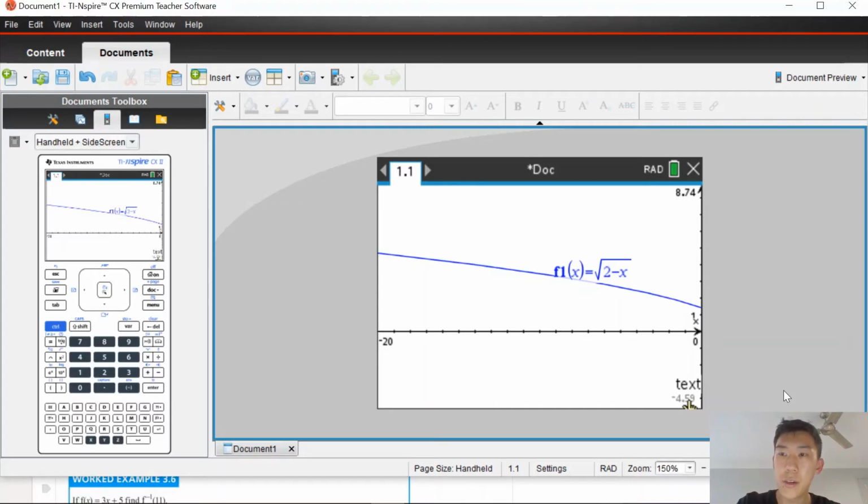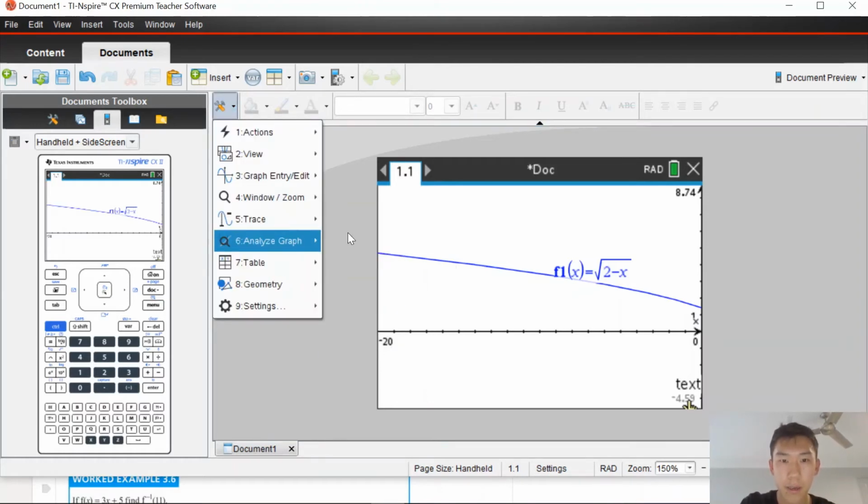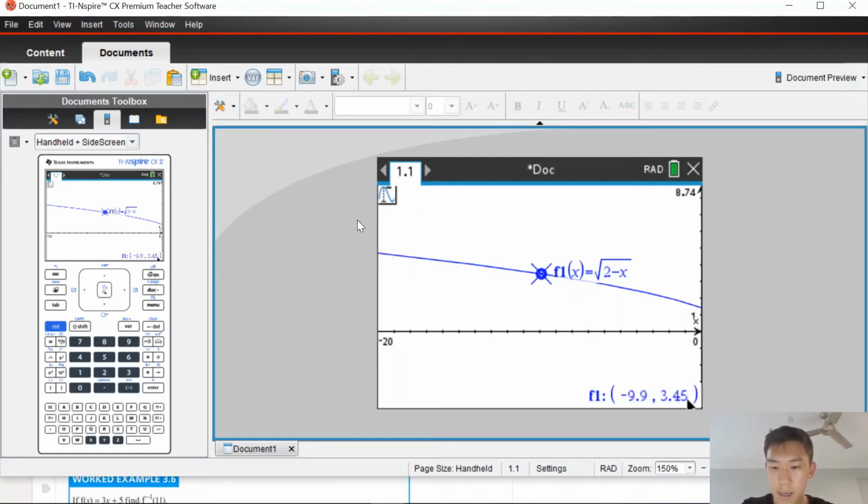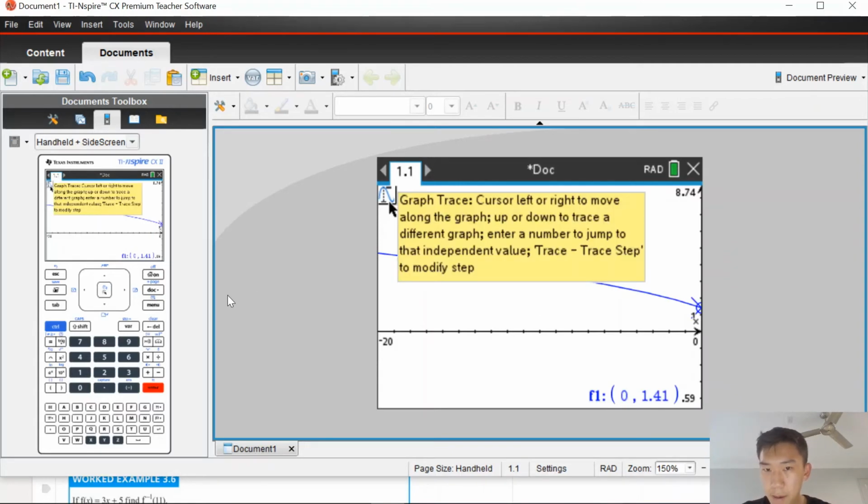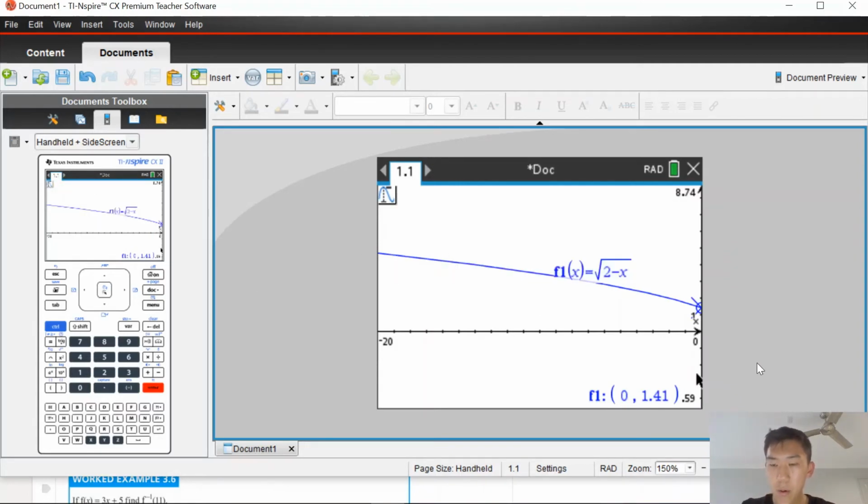So the range is the set of all possible outputs for this particular graph within this particular domain. We can see that visually. If I were to use my calculator to help me find it, let's go into graph trace. When x equals 0, right there, our y value is 1.41. That's actually the square root of 2, and we'll get that algebraically. So that means the range of this graph within this domain is square root of 2 or anything larger.